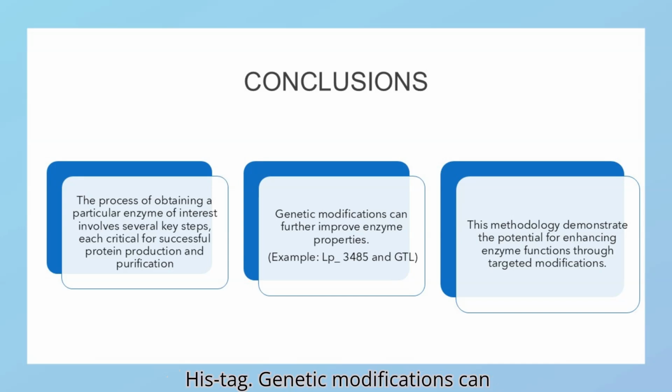Genetic modifications can further improve enzyme properties. For example, the galactosidase enzyme, LP3485, was cloned and modified to enhance its synthesis capacity. Similarly, the lipase from Geobacillus thermocatenulatus was engineered by removing and reintroducing cysteines for chemical modifications. These processes illustrate the precision required in genetic modification and enzyme production, demonstrating the potential for enhancing enzyme functions through targeted modifications.